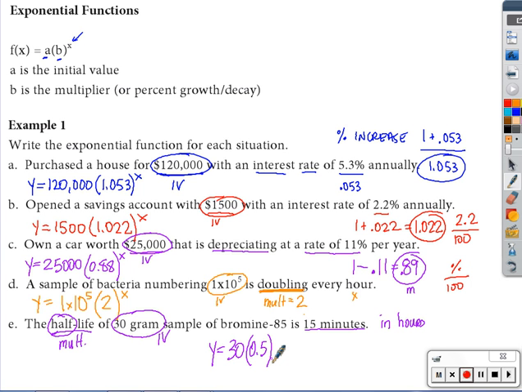Now the exponent's a little tricky. If x is hours, and this is happening 4 times per hour, I would have to say 4x for my exponent, because it happens more than once an hour. It happens 4 times an hour. And that would be my equation for half-life.